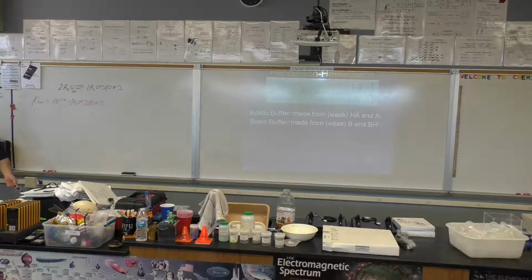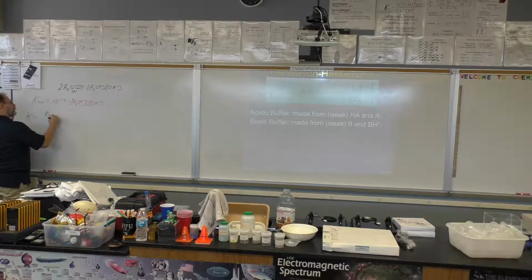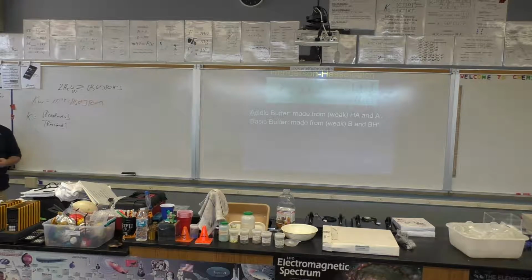So, quick review of equilibrium expressions. A K value, which is an equilibrium expression, is equal to the concentration of the products over the concentration of the reactants. So we talked about that in April or 2 Aprils ago, depending on who you are. So again, the brackets are concentration. So any KW, or any K value, an equilibrium expression, is the concentration of the products over the concentration of the reactants. So far so good?